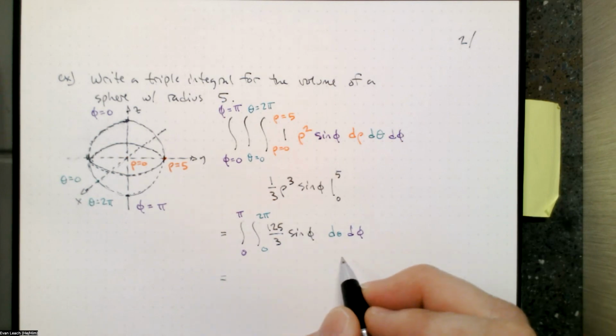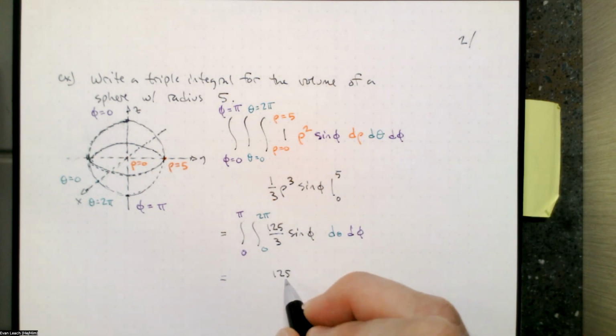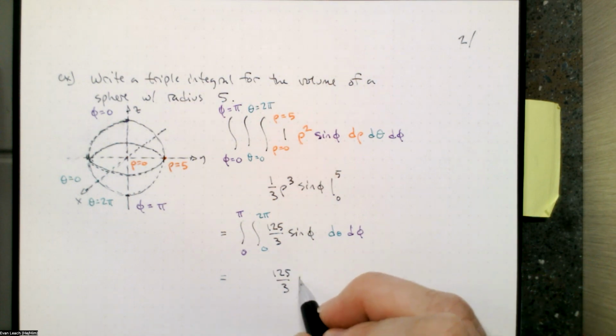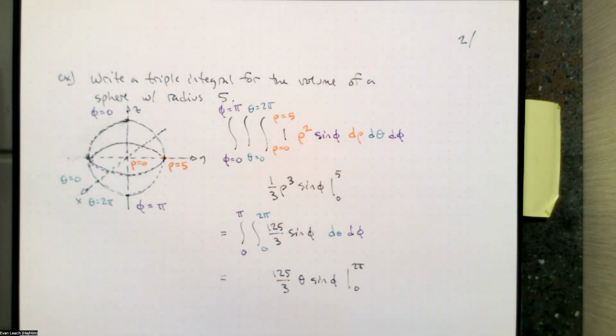But now we integrate d theta. The integral of 125/3 times the sine of phi is all constant with respect to theta. So 125/3 times theta times the sine of phi evaluated from 0 to 2 pi. That means we're going to plug in the 2 pi. So we'll get 250/3 times pi times the sine of phi. And then we're going to plug in 0 and we'll get 0. So I'm not going to worry about that.